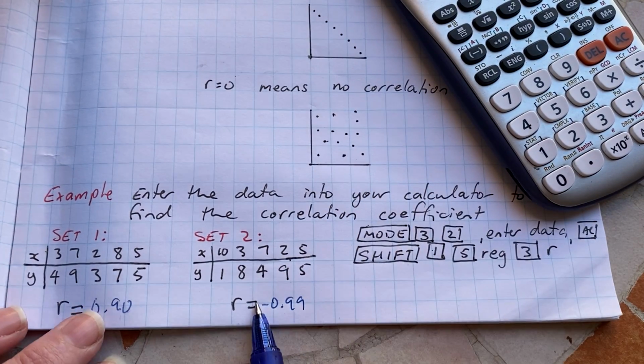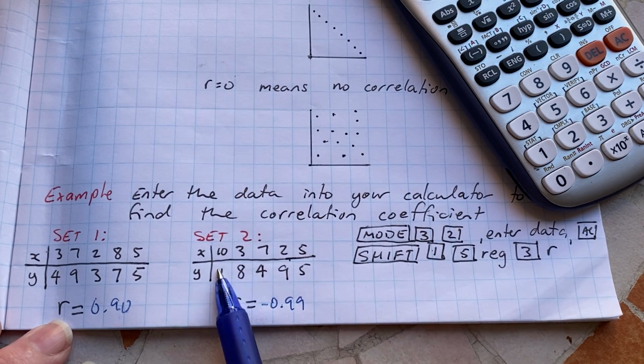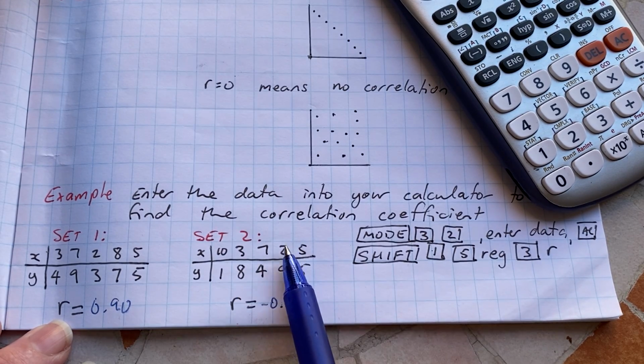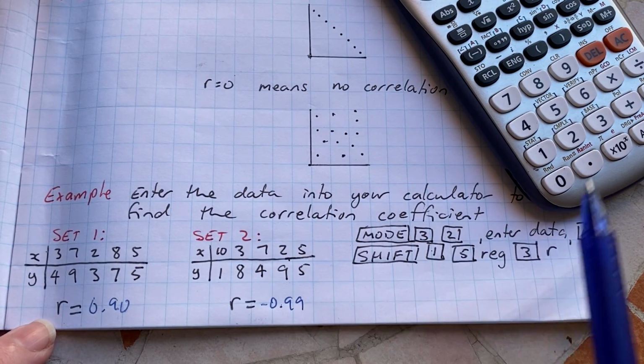So that's almost a perfect negative correlation. Look at the numbers. 10 at the beginning gives us a really small one, 1. 2 at the beginning gives us a really big one. So you can see that's a negative correlation.